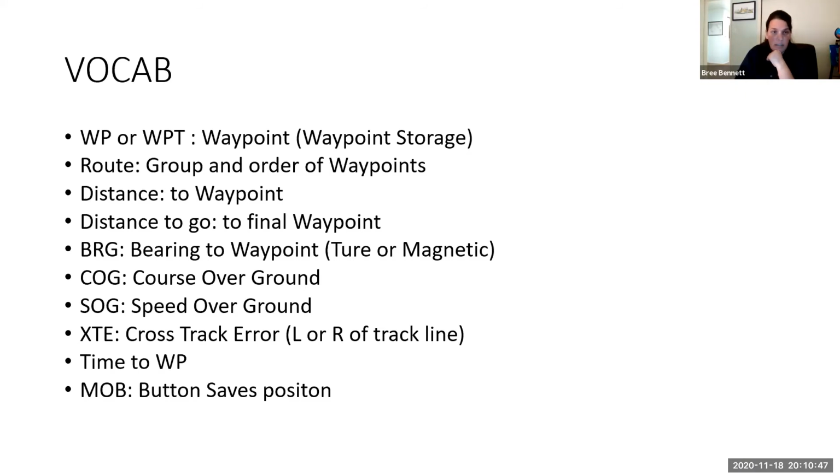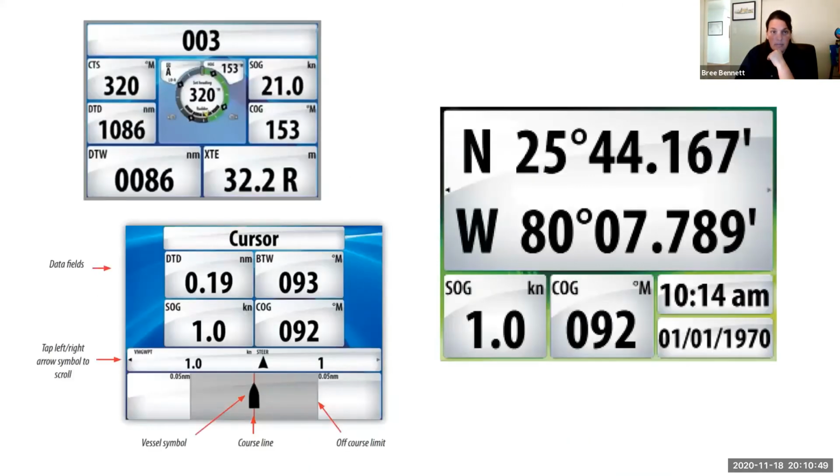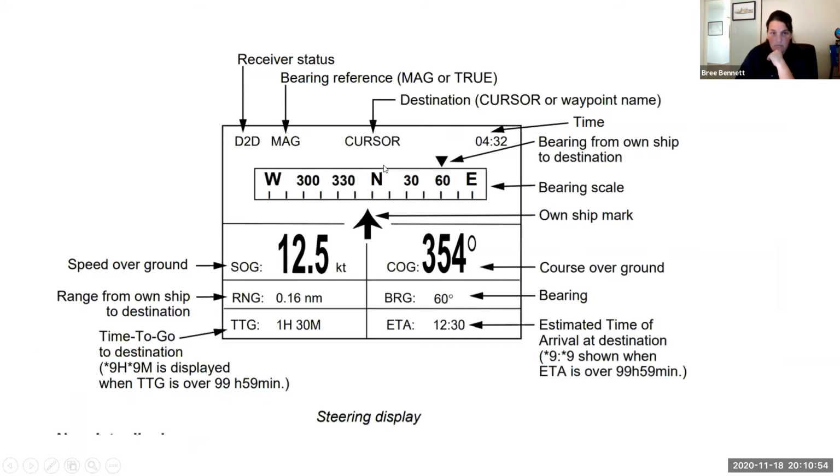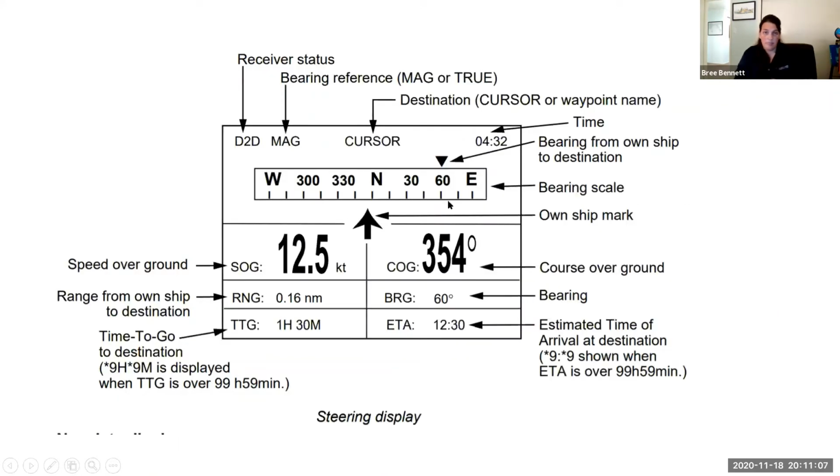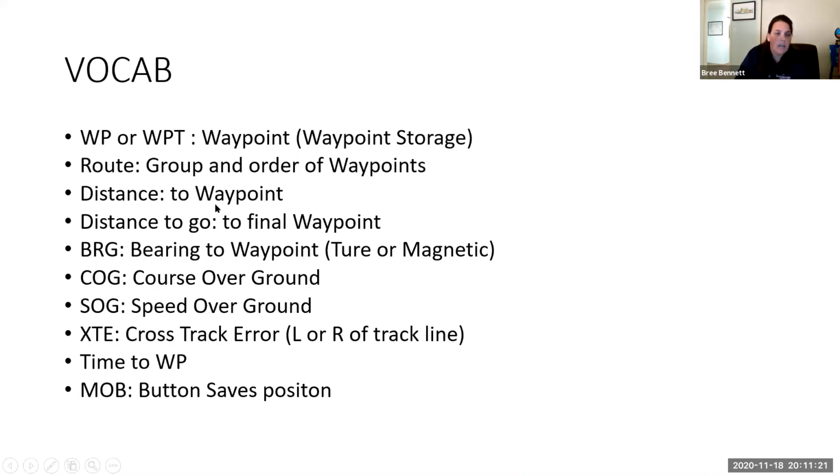So I'm going to skip ahead here. Here we go. On this one, we have a bearing to the waypoint of 060, and our range is 0.16 miles. So I'm going to go back to this page.